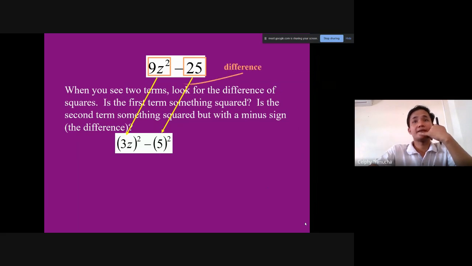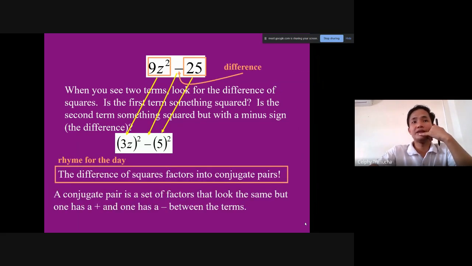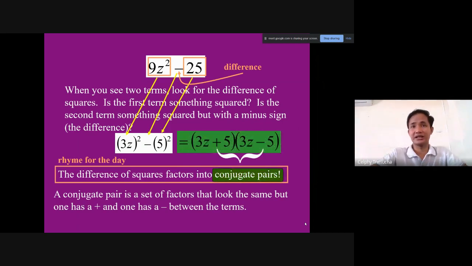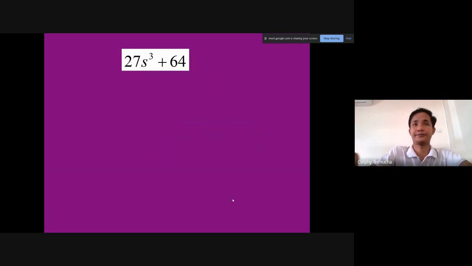So we come up with the difference of squares. Automatically we have 3z plus 5 and 3z minus 5. When the first term is the same and the second term is the same, and they are separated only by a different sign, positive in one and negative in the other, we call them conjugate pairs. So take note of the term conjugate pairs.